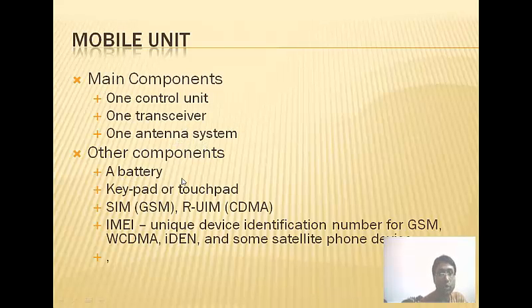Other components are a battery, a keypad or touchpad, a touch screen. In a GSM system, we have a SIM. In a CDMA system, we have a RUIM. And each mobile device can be identified with the IMEI number. This is for GSM, W-CDMA, iDEN, and some satellite phone devices use IMEI.